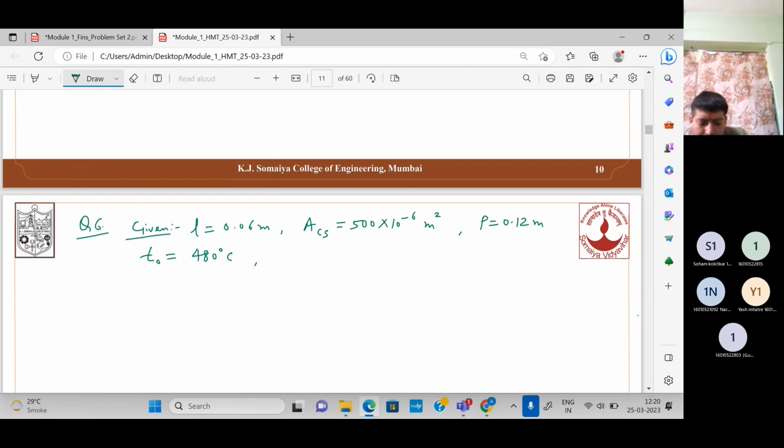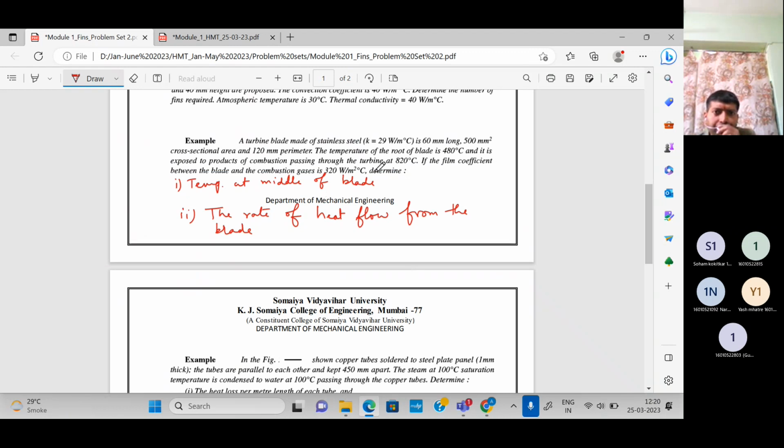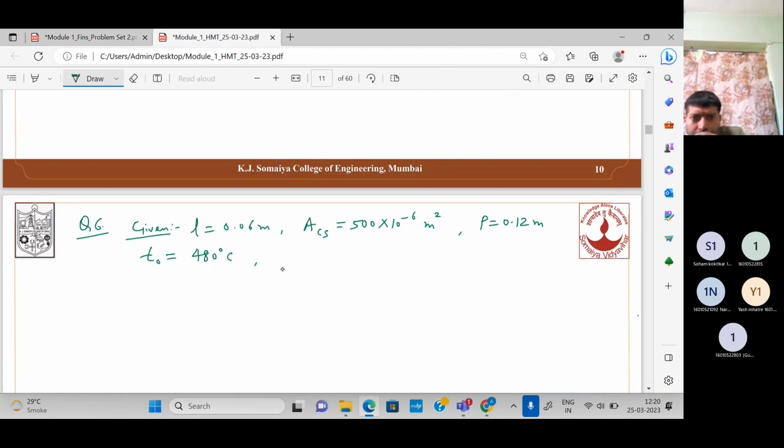And in the surrounding, so you just see the problem. The temperature of the root of the blade is 480 degrees Celsius. That means T naught is 480 degrees Celsius and it is exposed to the product of combustion passing through a turbine at 820 degrees Celsius. So in the atmosphere, the product of combustion is there, having temperature 820 degrees Celsius. So ambient temperature is 820 degrees Celsius. Okay, so T infinity is 820 degrees Celsius.